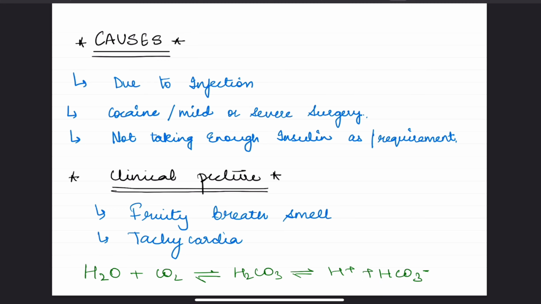Now carbonic acid will break down to form CO2 and H2O. There will be so much CO2 produced because there are so many protons formed in the body, which have to combine with the bicarbonate. So there will be so much CO2, and that's why the body tries to release the CO2. That is, there will be tachypnea.